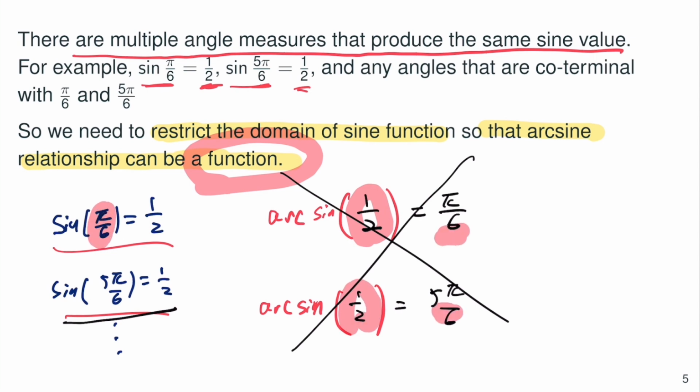But if I plug in pi over 6, I get one number. 5 pi over 6, I get one number. It is okay that the output is repeated, but an input cannot be repeated and give two different, or more than one, numbers as output. Okay, so we restrict the domain.